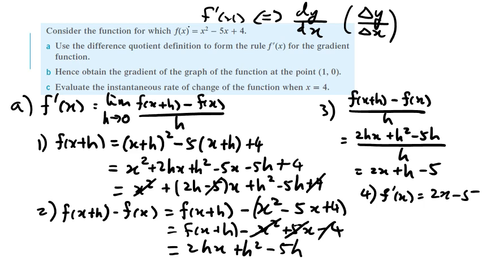Now, what that means is, if I want to find the gradient at any point, I can now, using that function. So, see part B, hence obtaining the gradient of a graph of a function at a point 1, 0. You would then put in f dash of 1. What does that mean? Yep, you substitute 1 into x. So that's 2 minus 5, which is negative 3. Nice and simple from here on. The hardest bit is to get this first function. And then part C, when x is equal to 4, you would do the same thing.